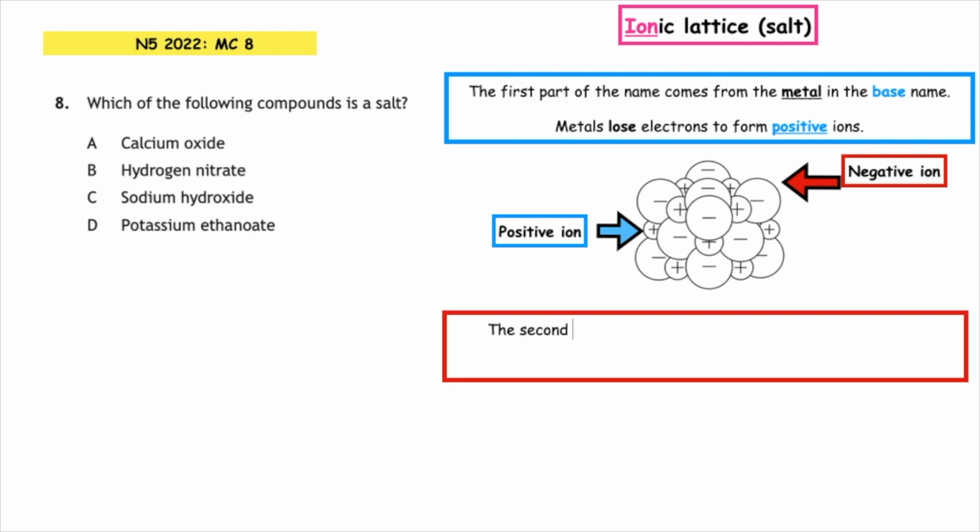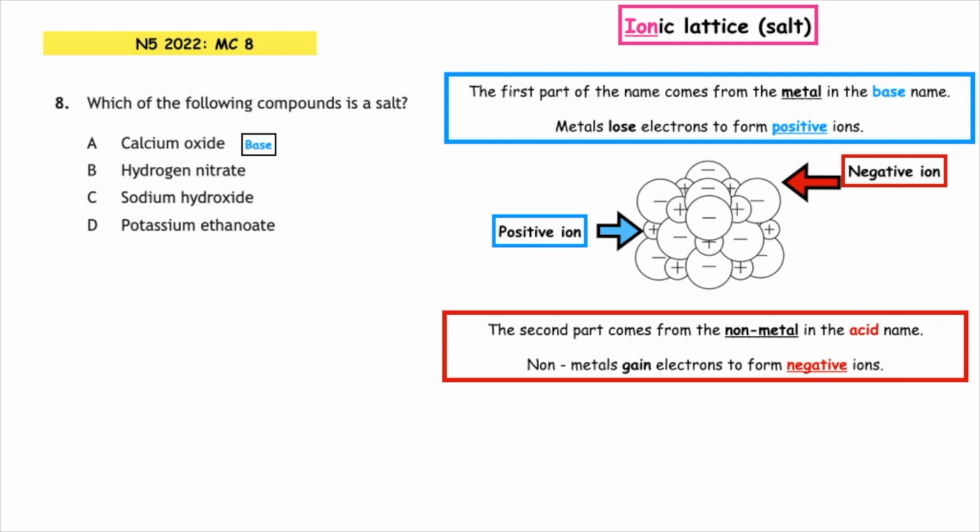So the second part of the name comes from the non-metal in the acid name. Non-metals always gain electrons to form negative ions. Answers A and C cannot be correct because those are bases. Remember, bases: oxide, hydroxide and carbonate, which leaves B and D.